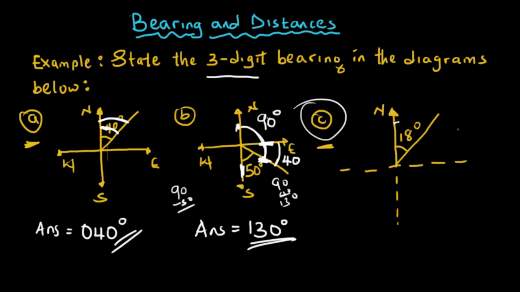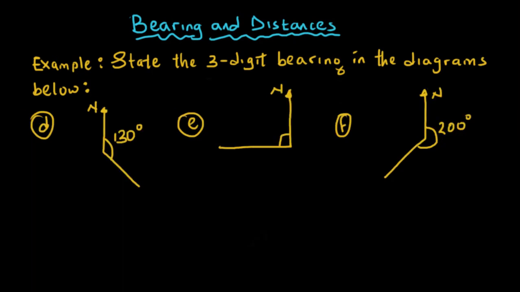Move from the north till you get to the line in which you are asked to find the bearing of. So we are trying to find this angle. This angle is equals to 18 degrees. So we have answer equals to 018 degrees. Does this make sense? Now don't forget, you don't write 18 degrees. You put 0 because it's 3 digits bearing. Can we take other examples? So we've got 3 more questions. State the 3 digits bearing in the diagrams below. Now don't forget, the first thing is to try to complete it so we can have something like this.